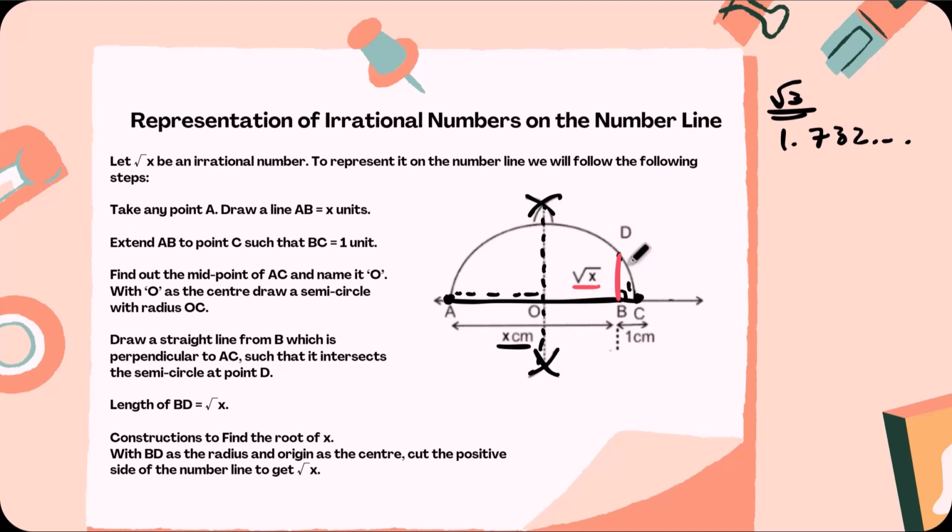So once you have BD, right, you can take this length using a compass, right? And from zero, what do we do? We mark that. Suppose BD is here, right? We mark it like this, right? Using an arc. So this length is root x, correct? This measurement is root x. So this point is root x. So that's what you have to do. Very simple. Okay, this is how you have to plot or find root x. All right.